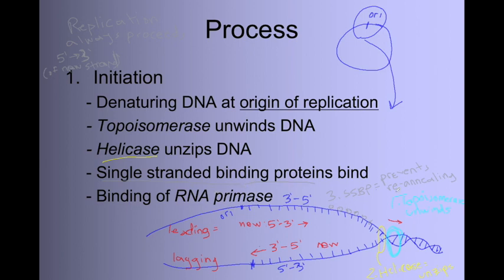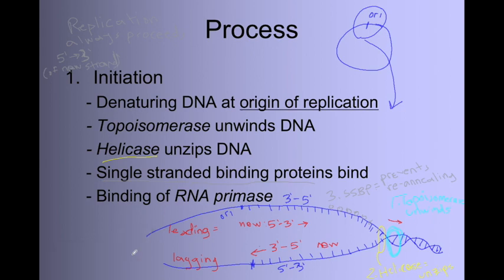So the same is true for both leading and lagging for 1, 2, and 3. First, topoisomerase unwinds the DNA. 2, helicase unzips the DNA. 3, single-stranded binding proteins bind to hold the strands open and prevent reannealing. So step number 4 is the binding of an RNA primer at the initiation of replication. So the RNA primase lays down an RNA primer.